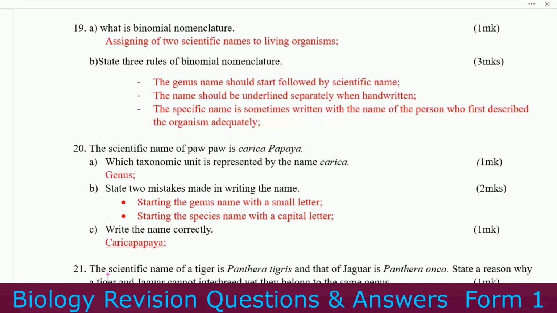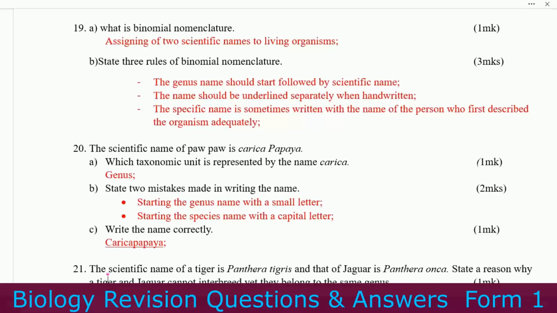These questions, they keep on repeating. They repeat, and that's why there is no reason for students to fail, because these questions, I have found them in many exams, including KCSE.